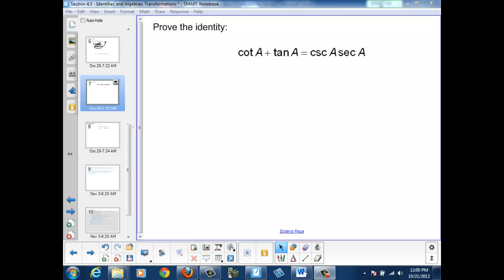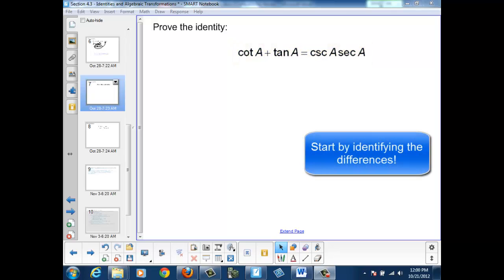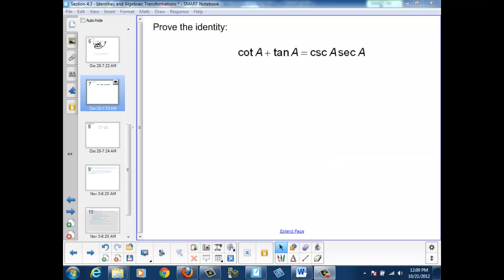Here's another example of proving an identity. Prove that cotangent of A plus tangent of A is equal to cosecant of A times secant of A. So again, let's focus on what's different and how we can remove those differences. I see at least one algebraic difference and one trigonometric difference. On the left-hand side, we have a sum, and on the right-hand side, we have a product. On the left-hand side, we have cotangents and tangents, and on the right-hand side, we have cosecant and secant. So a lot of different trigonometric functions.